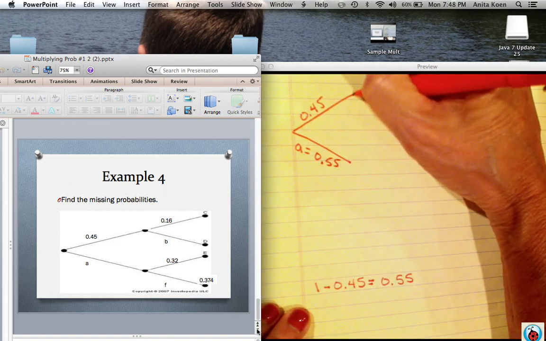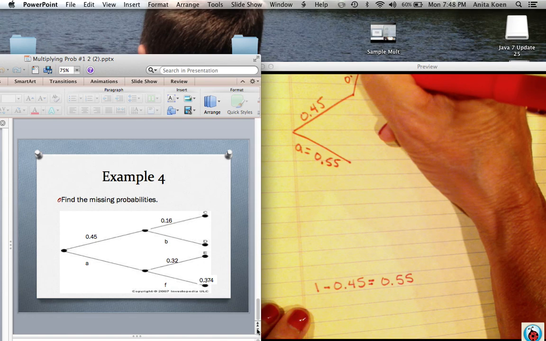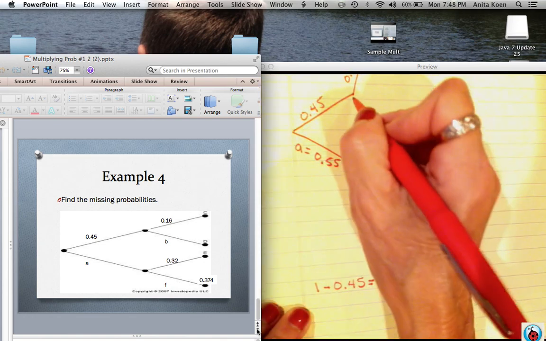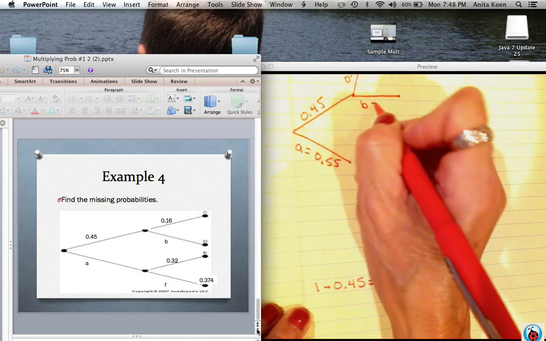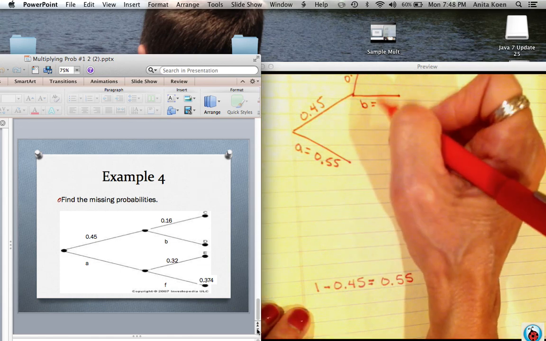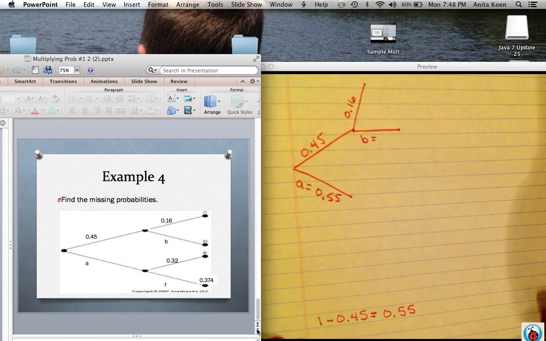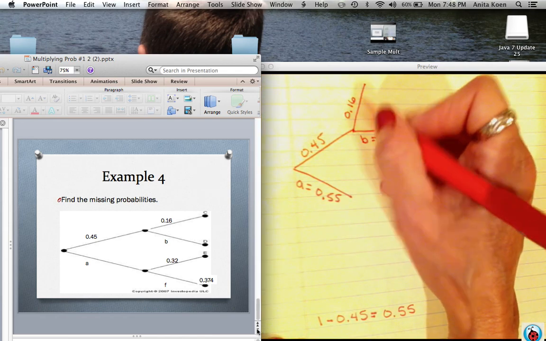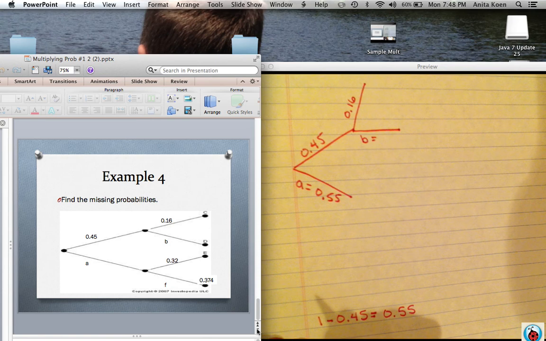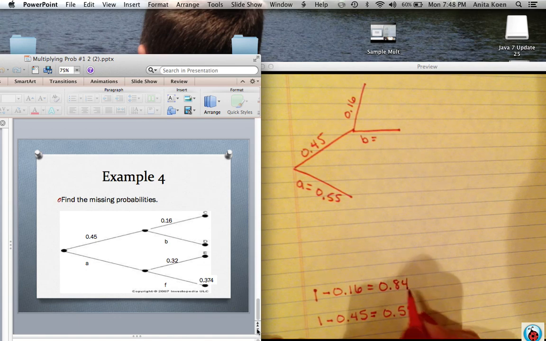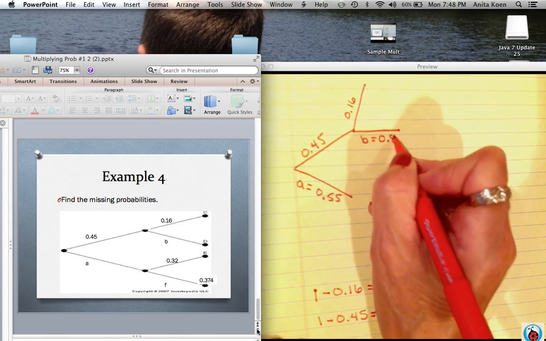Then the next event has 0.16 and B. Again, this is the sample space, and I'm scooting so you can't see again, sorry. Okay, so 0.16 and B have to add to be 1. So in order for me to find what B is, I'm going to take 1 minus 0.16. And when I do that, I'm going to get 0.84. So B is 0.84.